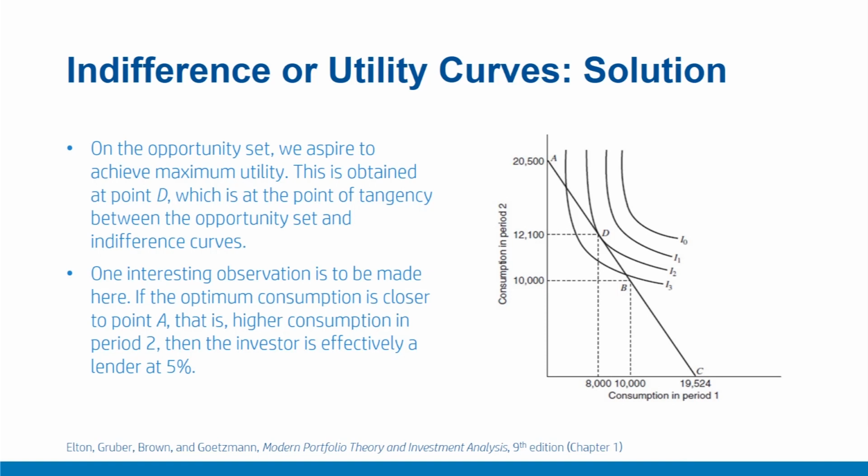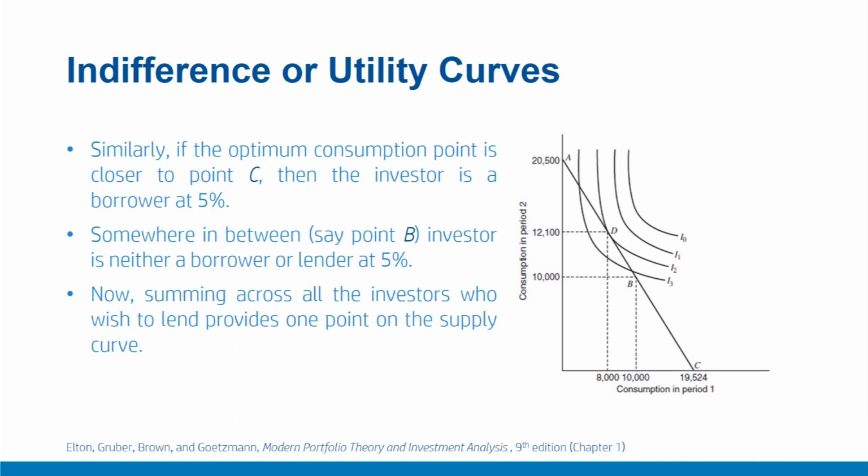One interesting observation is to be made here. If the optimum consumption is closer to point A, that is higher consumption in period 2, then the investor is effectively a lender at 5%. Similarly, if the optimum consumption point is closer to point C, then the investor is effectively a borrower at 5%. Somewhere in between, say point B, the investor is neither a borrower nor a lender at 5%.